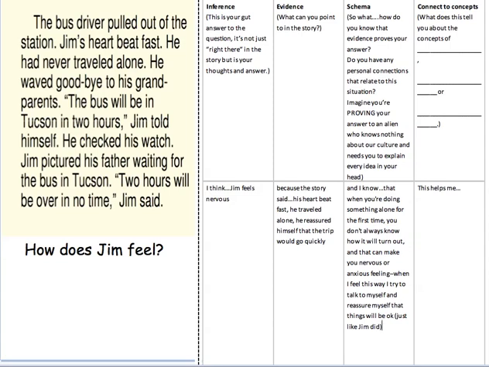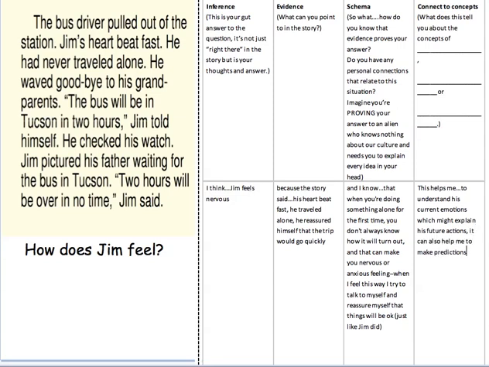Now, if I want to bring this up to a level 4, I would have to say, so what? How does this help me? Well, this helps me to know how the character is feeling, which will explain some of his future actions. So this helps me to understand his current emotions, which might explain his future actions because I know I act in a certain way based on how I'm feeling. And it might help me to make predictions. I know that if he's nervous, he might end up calling his dad in a little bit just to get further reassurance that things will be okay. So it can also help me to make predictions.